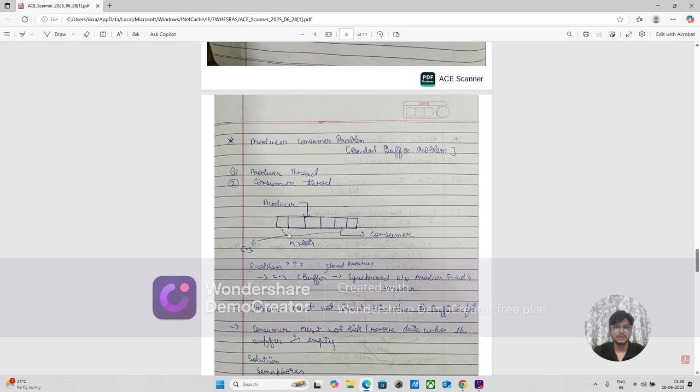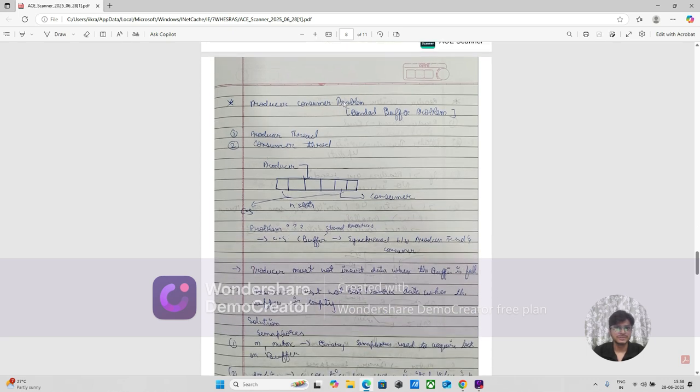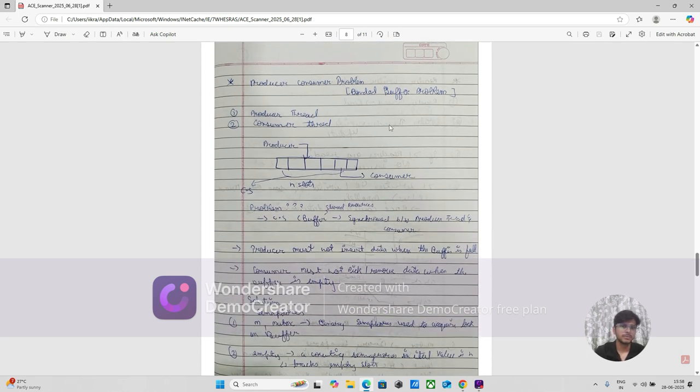Okay, now we will dive into the producer and consumer problem. It's also called the bounded buffer problem.